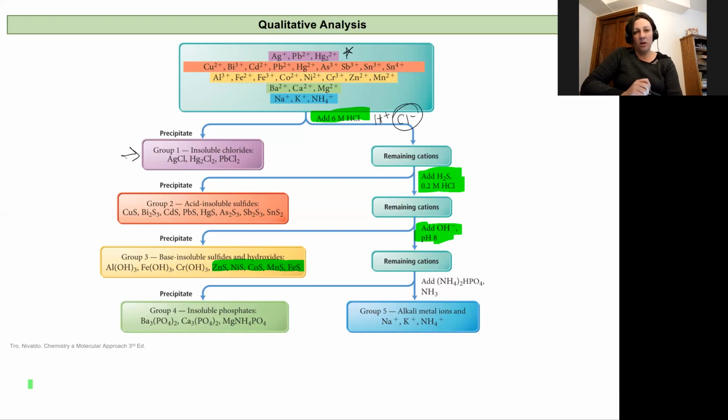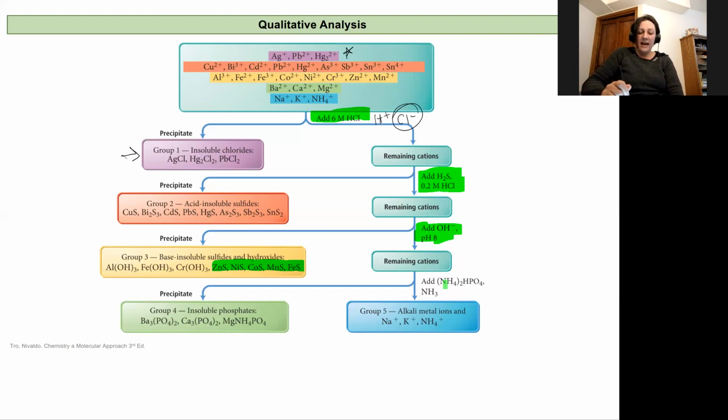So some of these are going to precipitate out because we have a basic environment, and some of them are going to precipitate out with the sulfide under basic conditions. All right, so then we still have a few remaining: barium and calcium, magnesium, sodium, potassium, and ammonium.